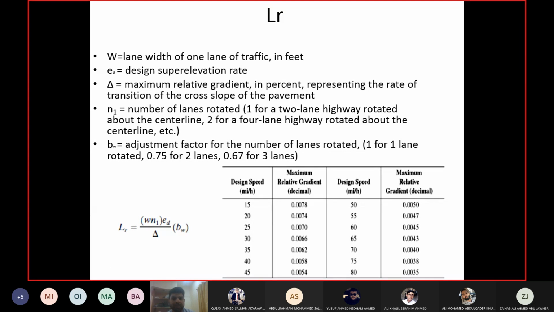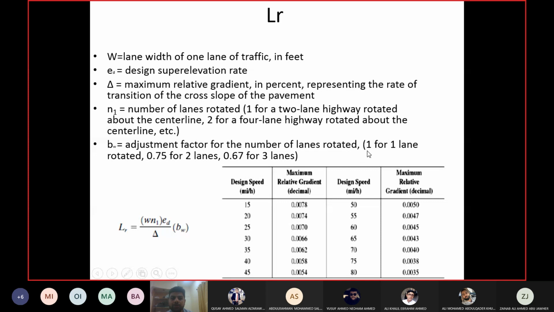Half of the lanes of the highway, because you are considering the outside lanes, and N1 is the number of lanes rotated, which is the number of outside lanes. So N1 will become half of the lanes of the road. Then you have an adjustment factor BW, and that also depends upon the value of N1. You can see adjustment factor for number of lanes rotated. Number of lanes rotated is N1, the number of outside lanes, half of the lanes of the road.